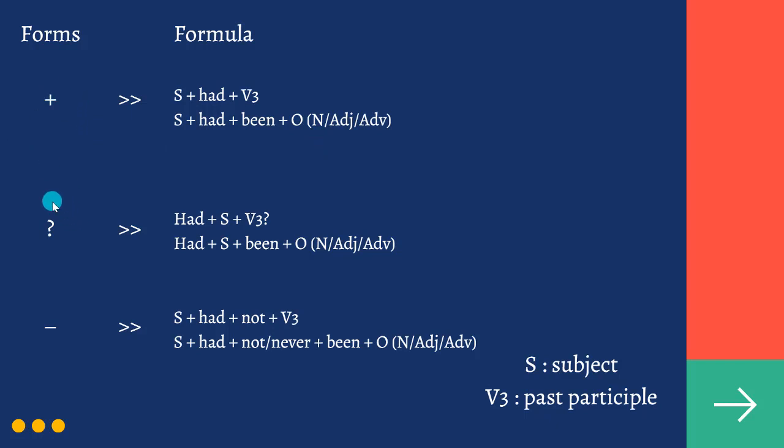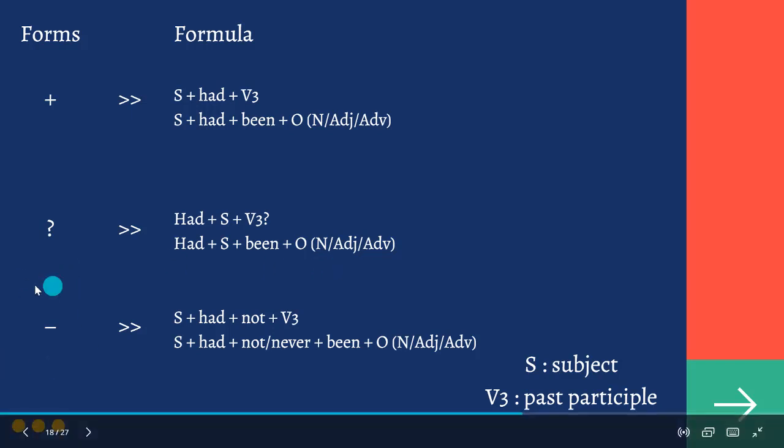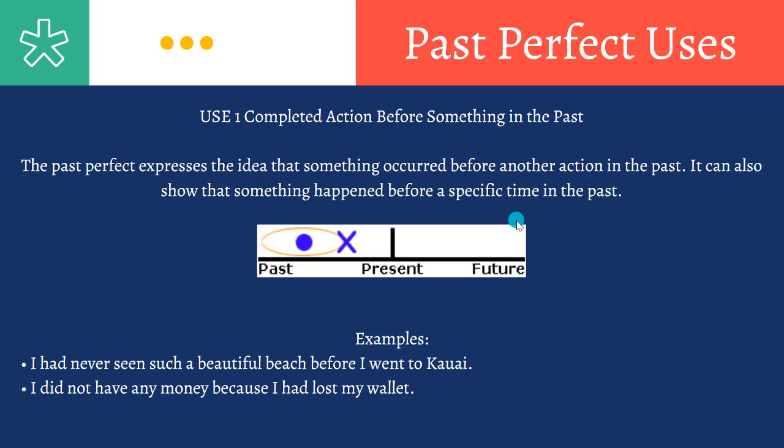And then the form for the interrogative sentence is had, subject, and verb 3 or past participle for the verbal sentence, and then for the nominal sentence is had, subject, been, and then object. And here, as you can see, the object also could be filled with noun, adjective, or adverb. And then the negative sentence is subject, had, not, verb 3, and then subject, had not or never been, then object. Okay, so this is the formula for the past perfect tense.